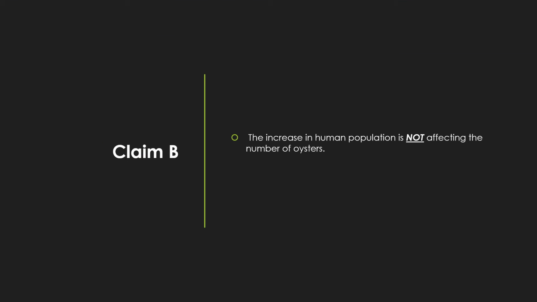Okay, now it's time for claim B. Normally, as you remember, we make claim A and then claim B, and since this is an argument tool, if you say yes in claim A, claim B is going to be no. If you say yes, it will increase, claim B is going to be no, it will not increase. So claim A and B are going to be opposite. So claim B is going to be the increase in the human population is not affecting the number of oysters.